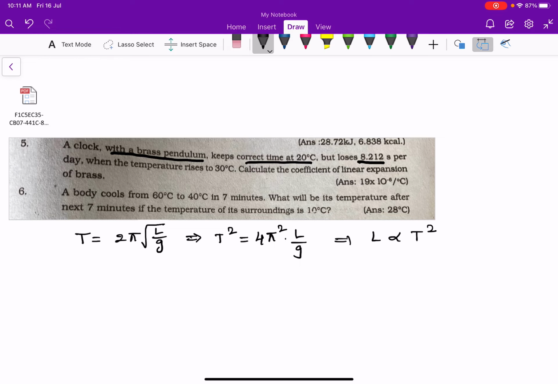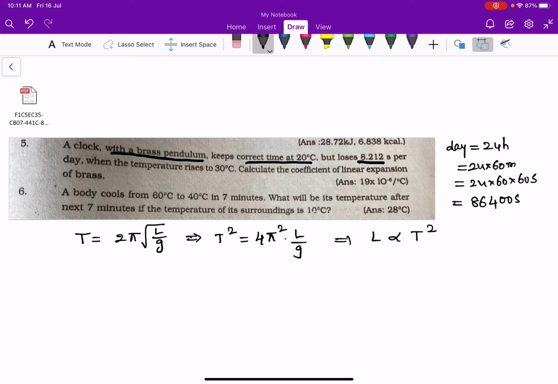Per day, how many seconds are there? In one day, we have 24 hours. One hour is 60 minutes, and one minute is 60 seconds. So 24 into 60 into 60, by solving this, you will get 86,400 seconds in a day.